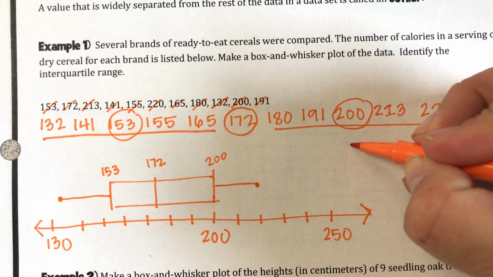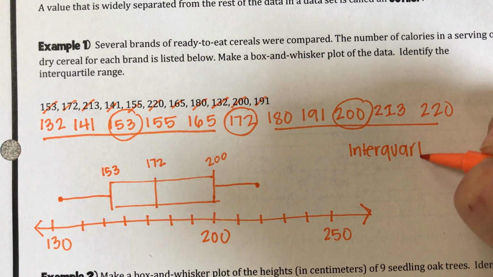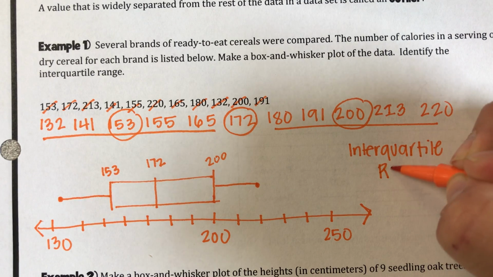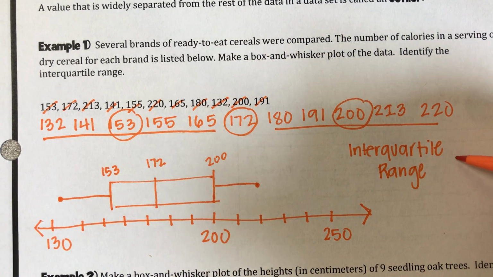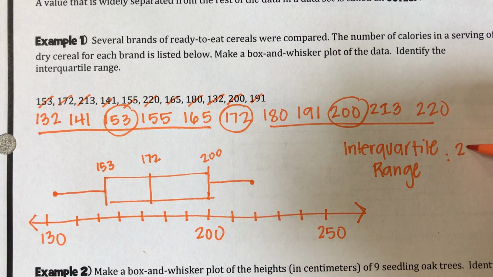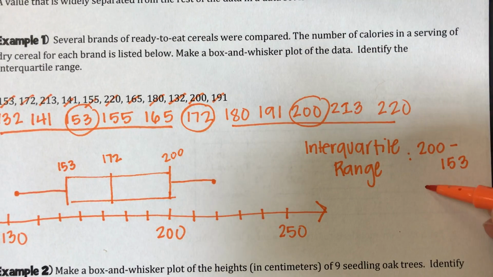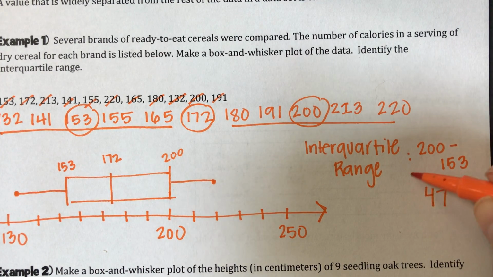And then what you're going to be asked to find on your homework is the interquartile range, which is the difference between our upper quartile, which is 200, minus my lower quartile, which is 153. And when you subtract that, we get 47.